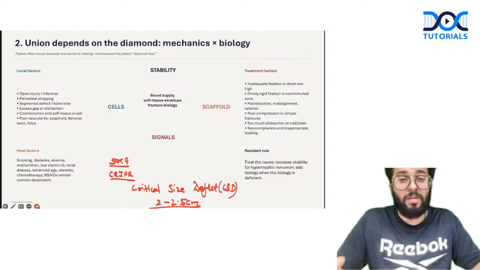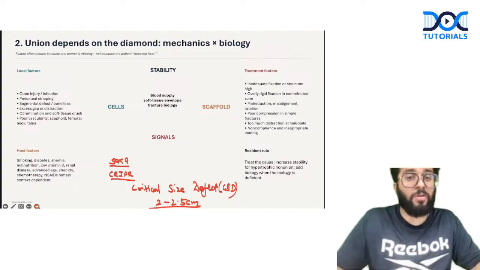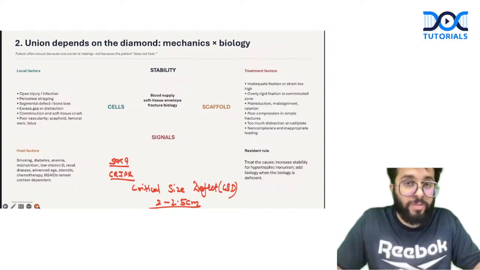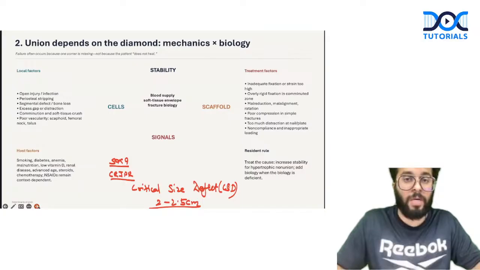Fifth metatarsal shaft fractures, not exactly shaft, it's more near the base. Fifth metatarsal base fractures tend to go more into non-union because these fractures tend to have compromised vascularity. That's the most important part. When will a fracture go into non-union or delayed union? When the vascularity is compromised.